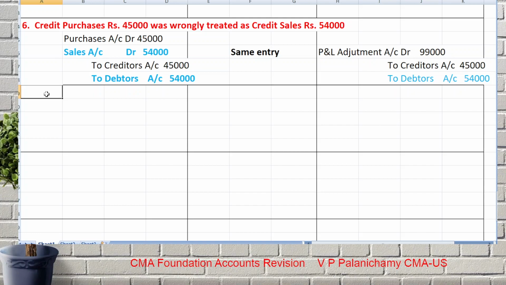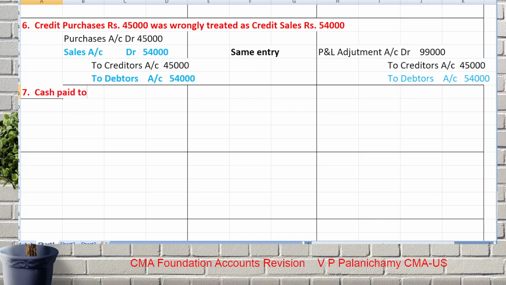Understood? So in the examination, they will ask the question and give this option: if the error is rectified after final accounts, what is the journal entry? Choose this option. They will give this and some other option like suspense account. Choose this option. Okay. Next.